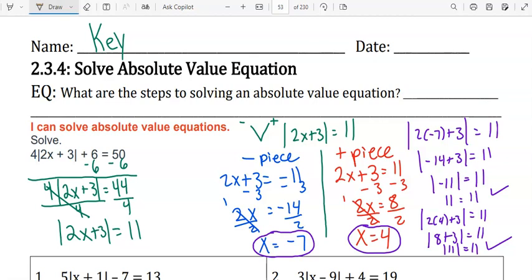Let's go through each of those steps again. So first, isolate the absolute value. And we do that by subtracting 6 and then dividing by 4. Next, we set the two pieces: the negative piece and the positive piece. And then last, we check for extraneous.